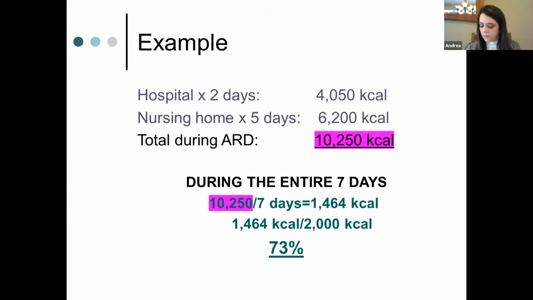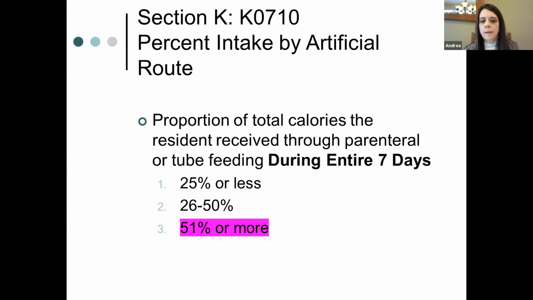Then during the entire 7 days, we would take that total amount and divide that by 7. And we know that he had a total need of 2,000. So 73% of his total calories came from an enteral feeding, which then would be coded as a 3 for the entire 7 days.